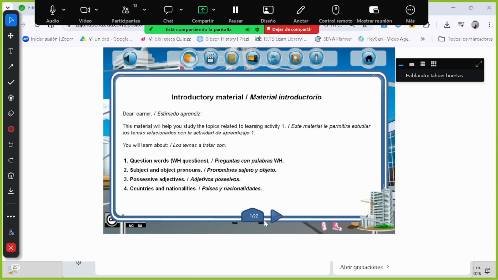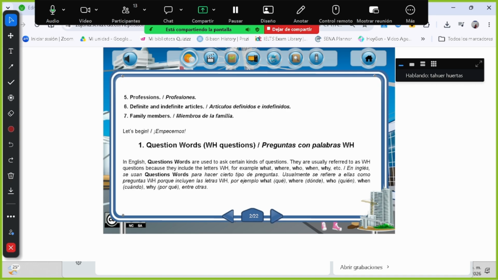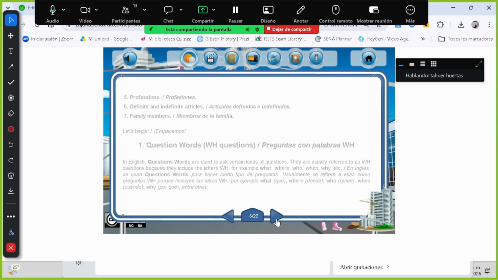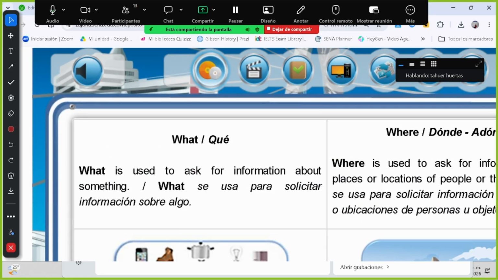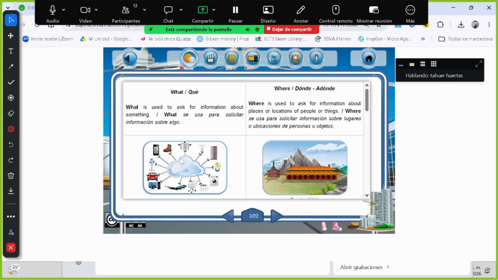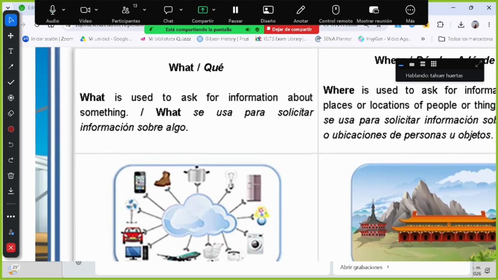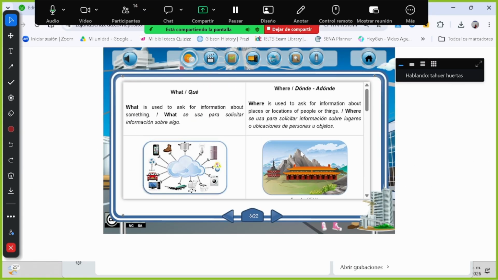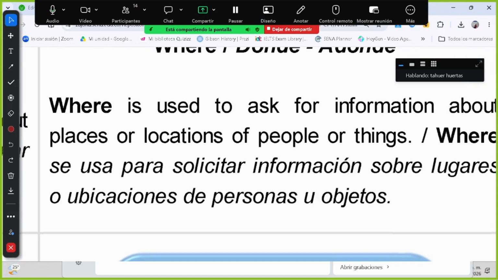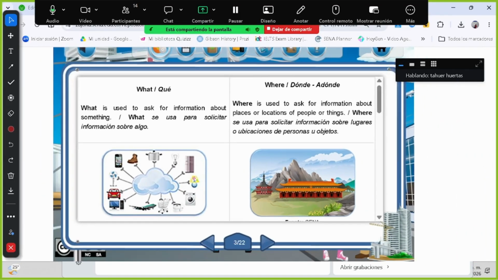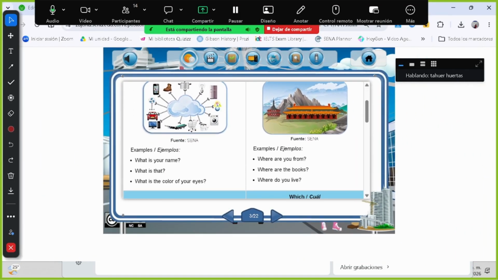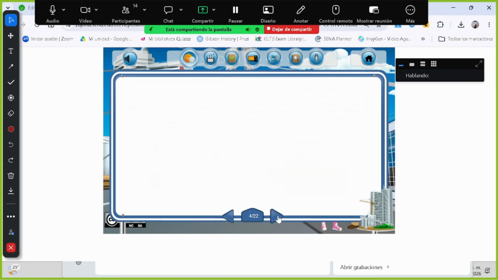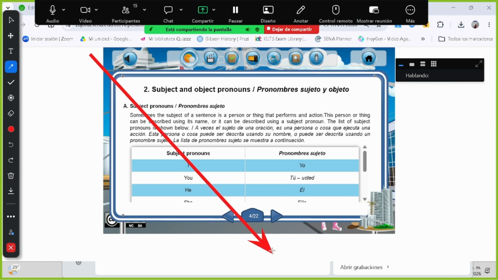Let's go to the second page. Question words. Here we have the question words, the first topic, and here we have the first one. What? The use of this word. Some examples. Where? Remember, we use where to talk about a place, to ask about a place. Examples: where are you from? Where are the books? Where do you live? Next, number 4.